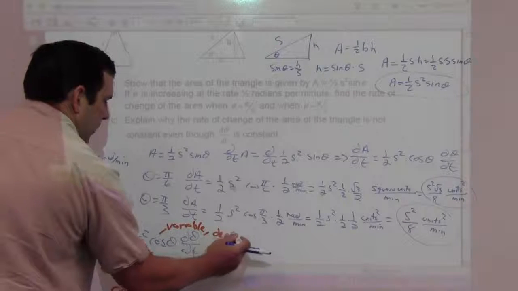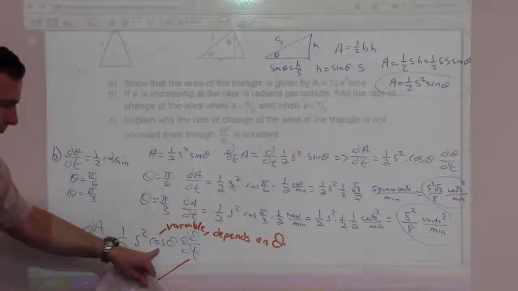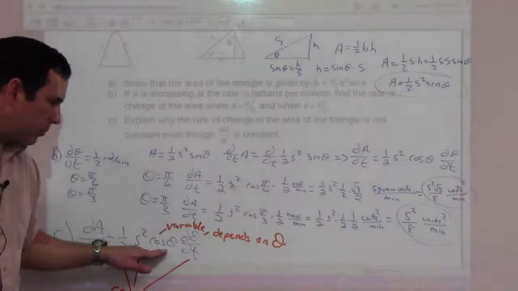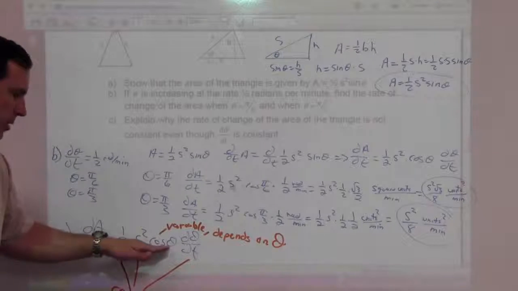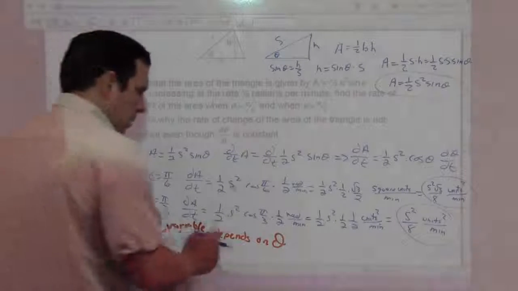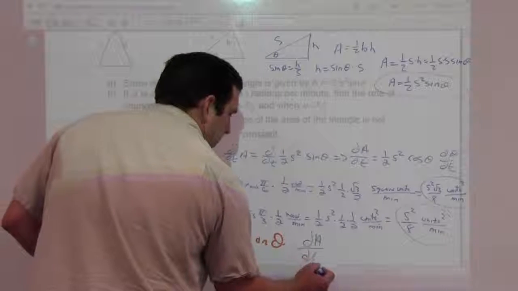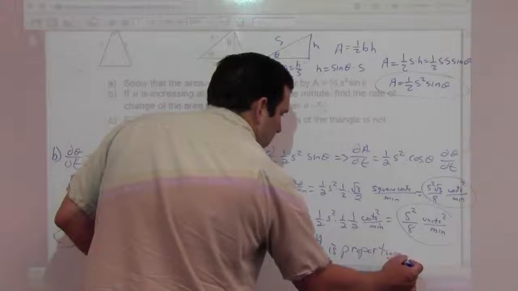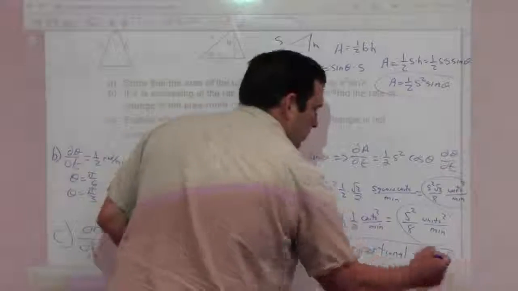Depends on theta. So this part will vary, where the other ones always stay the same. And from 0 to pi over 2, it's getting smaller, getting closer to 0. Cosine of pi over 2 is 0. So our dA dt is proportional to cosine of theta. And cosine theta is not constant.